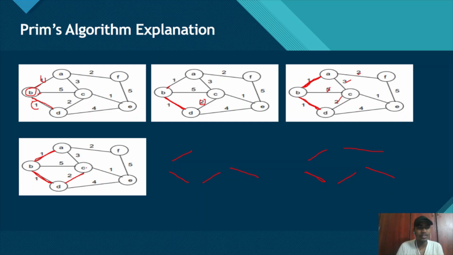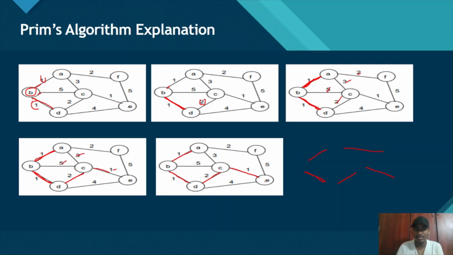So from C, there is C2A, C2B, C2D, C2E. So there are 4 edges. In these 4 edges, one edge is already visited. So from 5, 3, and 1, what you will choose? Obviously 1. So C2E, we will draw the edge like this.